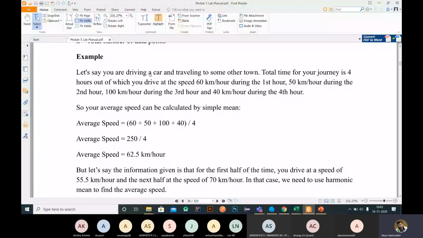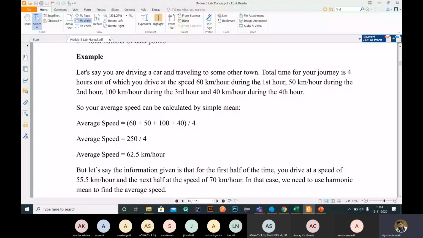Out of which you drive at a speed of 60 km per hour during the first hour and 50 km per hour during the second hour. During the third hour your speed is 100 km per hour, and during the fourth hour it is 40 km per hour. That is, you have 4 hours, and we are splitting each hour of your drive with the help of speed. First hour 60 km per hour, second hour 50, third 100, and fourth 40, right?